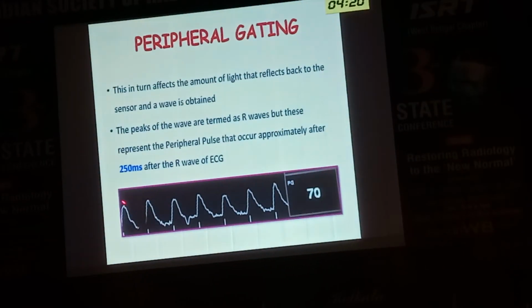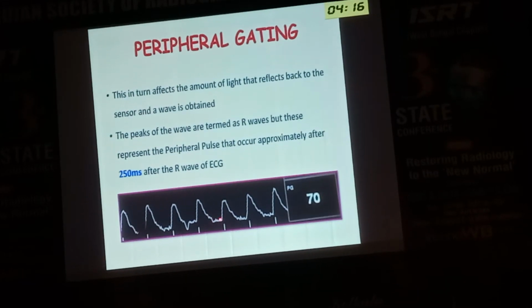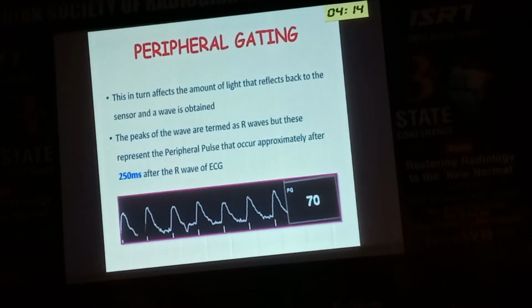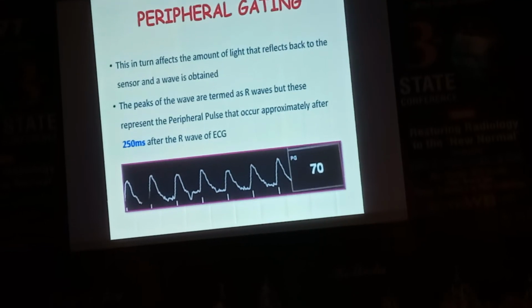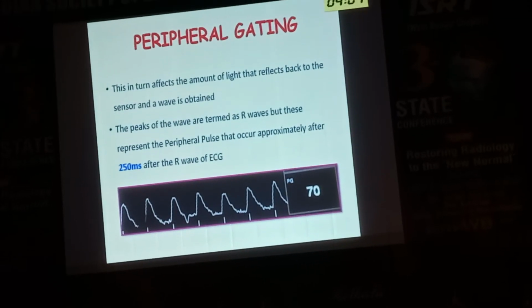Here what we do, with the help of peripheral gating, we will give X-ray or MRI RF pulse in this region, rest phase, similar to the ECG pattern. There we use ECG, here we use peripheral pulse. How we get the peripheral pulse?